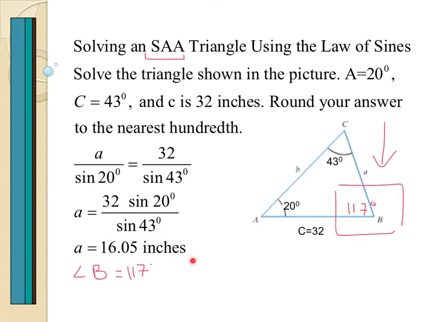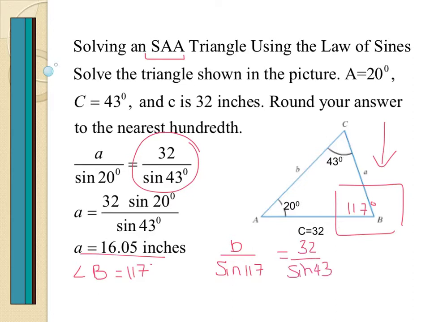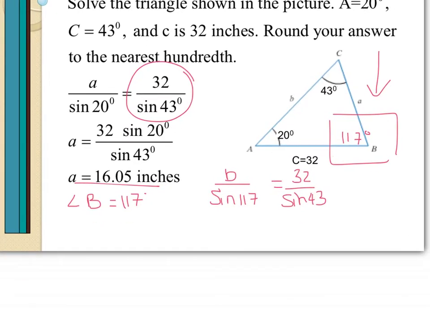Let's find B together. So B over the sine of 117 equals, and for sake of consistency, I'm going to use the same ratio. You could at this point, because we found A, use A over sine of A. It's up to you what you want to do. But here, just because I have this one written out, I'm going to go ahead and put this in. And now I'm going to multiply sine 17 to both sides.